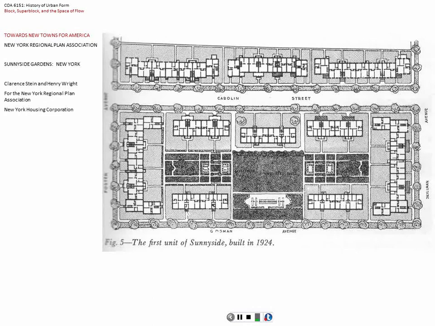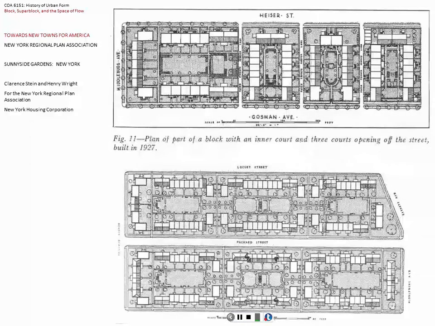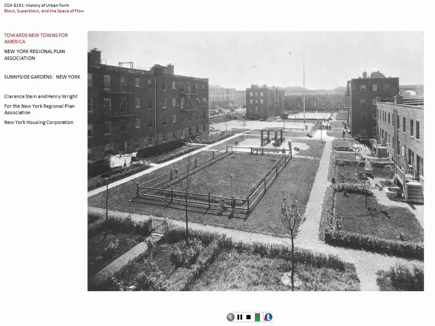Ultimately, for the New York Housing Corporation that built publicly subsidized housing in New York, there was one built in 1924. The first of these to actually be constructed was called Sunnyside. It's in Queens, constructed in 1924. There you see the part of a block with an inner court and three courts opening off the street, built in 1927. Here we see it. This is called Sunnyside Gardens. Stein and Wright. This is what it looked like.